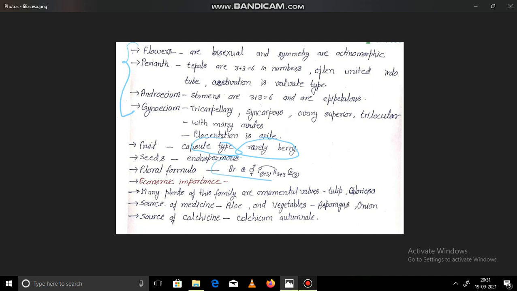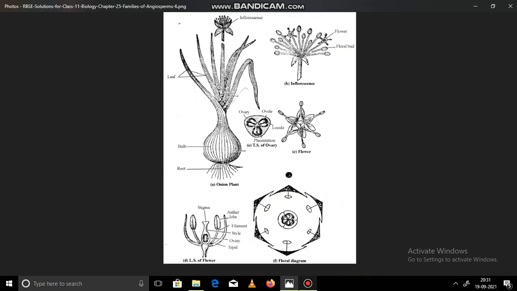So this is the floral formula. I'll explain how to write down the floral formula. Let's go into that topic. I'll use my sketch pad to show you how to write down the floral formula, and based on the floral formula how to draw the diagram, and based on these two how to write down the characteristics. Let me switch on the sketch pad.